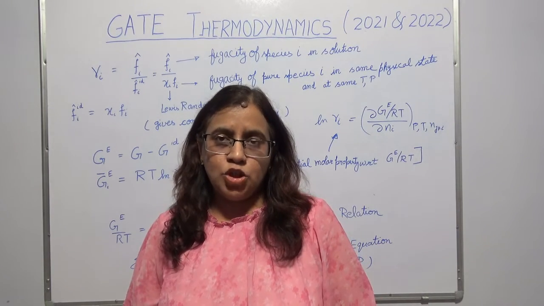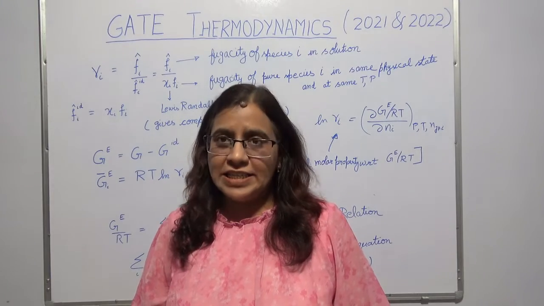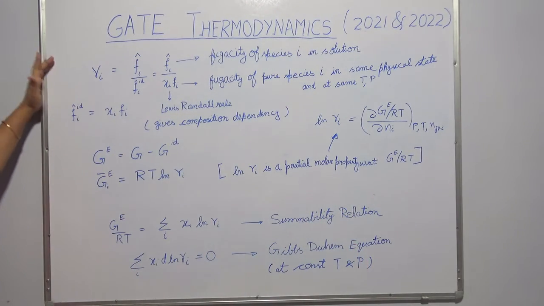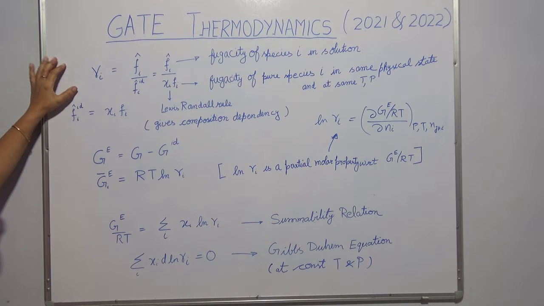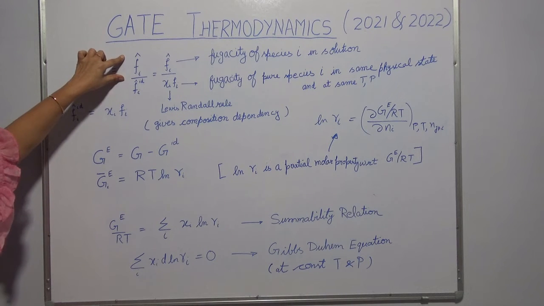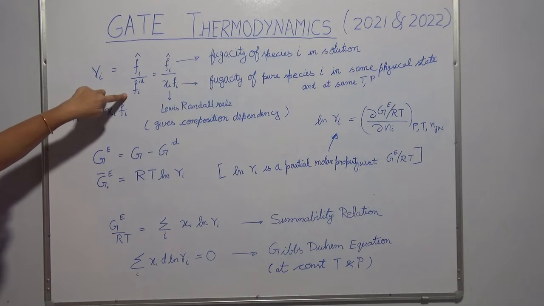In this video I am going to take two more problems, one from GATE 2021 and the other from GATE 2022. Both of these problems are related to activity coefficient, so we will quickly brush up our knowledge of activity coefficient. Basically, activity coefficient is defined as the ratio of the fugacity of species i in solution divided by the fugacity of the species i if it is present in an ideal solution.